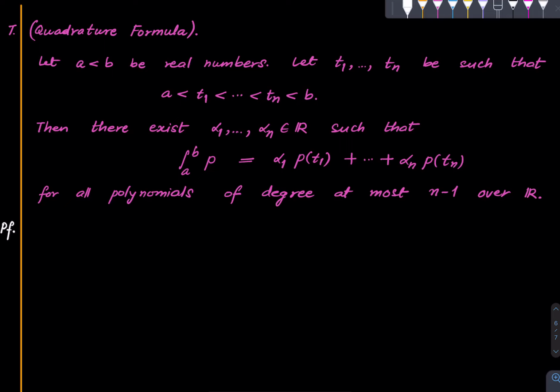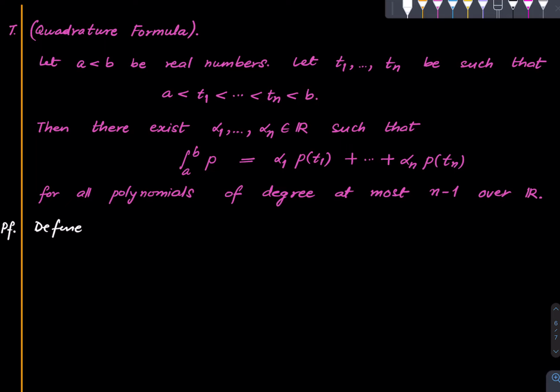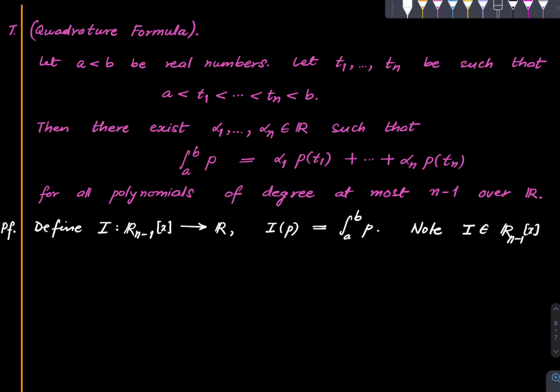So first we define a function I. It picks a polynomial of degree at most n minus 1 over R and produces a real number, and it is just the integral. So I of p is the integral of p from a to b. So that's the definition. And just note that it is a linear map, that this belongs to the dual of this vector space. So linearity can be easily checked.